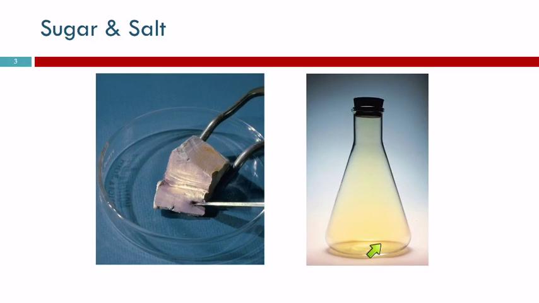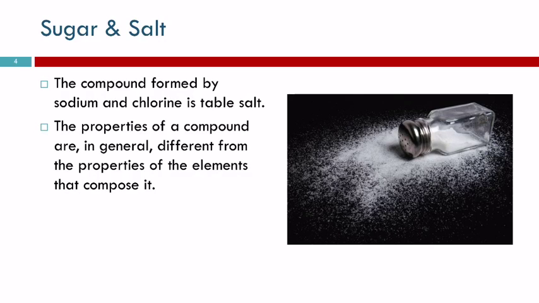This is chlorine. It's a yellowish gas. It's very toxic. Neither of these things would be good to eat. And true, you don't want to eat too much sodium chloride, but if you don't get any sodium chloride, you'll die too. When those combine together, they make table salt. The properties of the compound are very different from the properties of the element.